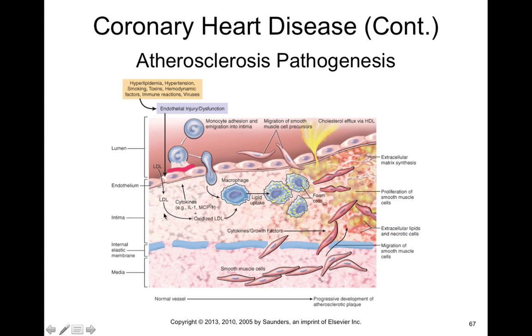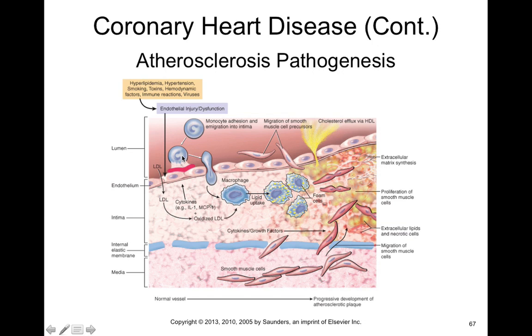Now what happens is that over time, if these lipids aren't removed, they can become oxidized. Oxidation here is just a normal process of these lipids being exposed to oxygen, and oxygen actually changes the chemical composition of these LDLs in such a way that oxidized LDLs cause an inflammatory response. So the cells here in the vessel wall can release cytokines like interleukin-1, and these cytokines can attract immune cells into the vessel wall in an effort to remove these oxidized LDLs.